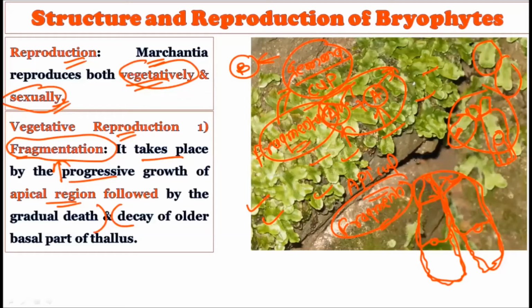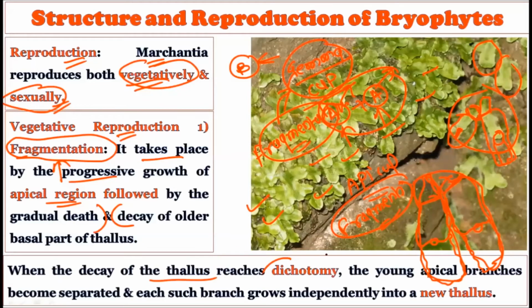Okay, now consider when the decay of the thallus reaches the dichotomy, as we have explained at the beginning, like this. Here we have the dichotomy. See, as the decay reaches the dichotomy at this level, the whole thallus is split into two parts. This one is the first part and this one is the second part. As the decay reaches the dichotomy, the separation of the thallus occurs and the young apical branches become separated from one another.